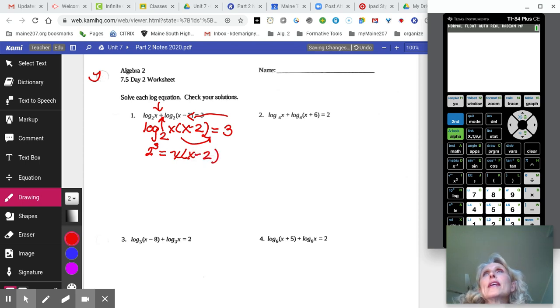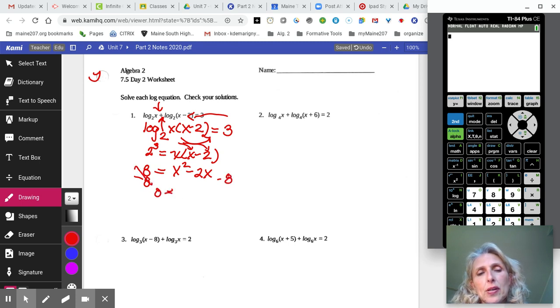And in order to solve it, I see that I'm going to have to distribute here. So when I distribute this, it's going to give me x squared minus 2x equals 2 to the third, which is 8. Well, guess what that means? I'm going to have to factor it or use the quadratic formula or use my graphing calculator or something in order to solve this. So what I'm going to do is move this 8 over to the right side, set it equal to 0, and now I have x squared minus 2x minus 8.